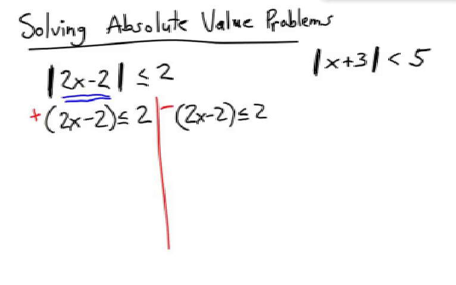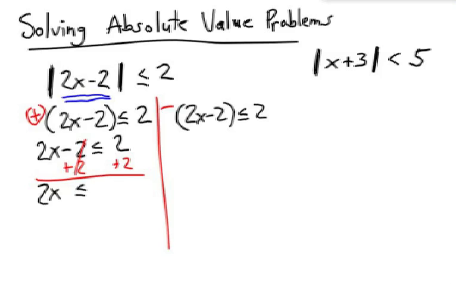Now, on the left-hand side, when it's positive, nothing really happens. I solve it as usual. So I end up having 2x minus 2 less than or equal to 2. Add 2 to each side. 2x is less than or equal to 4. Divide each side by a positive 2. X is less than or equal to positive 2. Notice that I do not change the inequality symbol because I'm dividing or multiplying by a positive number in my last step.